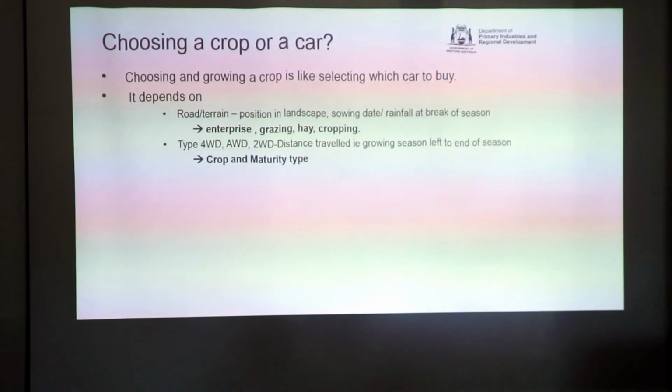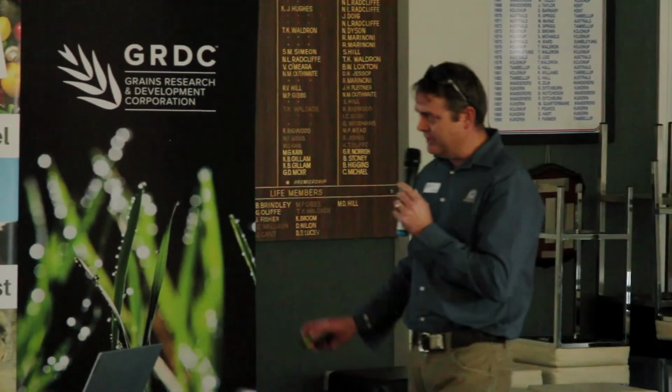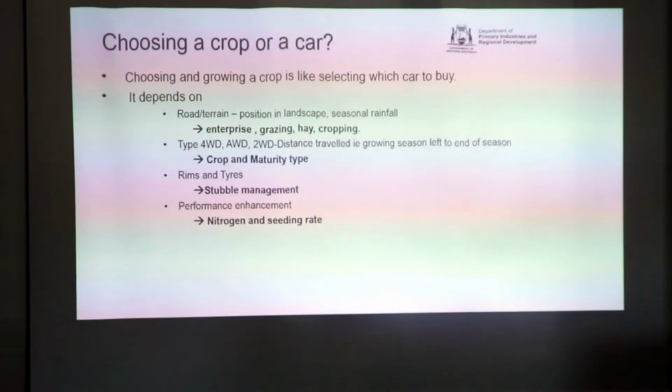The type of car you need, whether you want a four-wheel drive, an all-wheel drive or a two-wheel drive, that really depends on the distance travelled in the growing season. So whether you're sowing in April or whether you're sowing in May or end of June. And that really depends on the crop type and the maturity type that you actually need to use. The rims and tyres you put on a car, that kind of depends on the stubble management. And that's really around what are you doing to that stubble in terms of cutting low, windrow burning. That has an impact on frost risk.